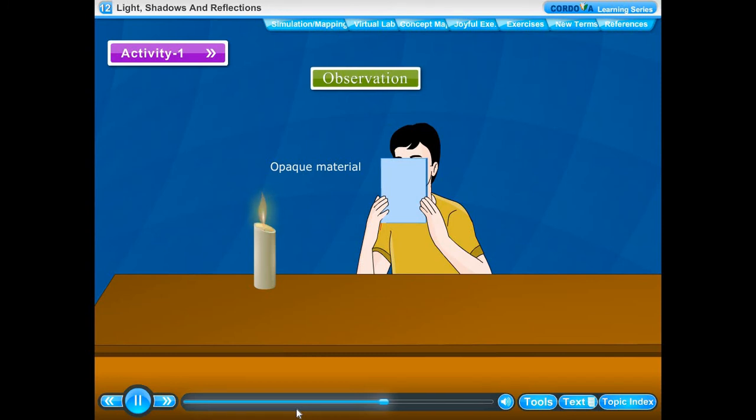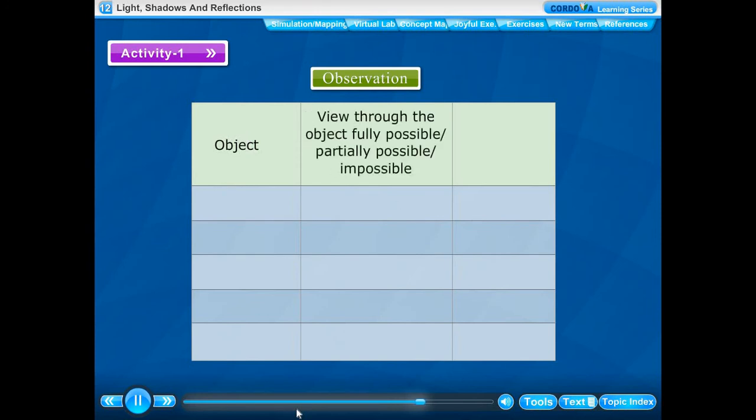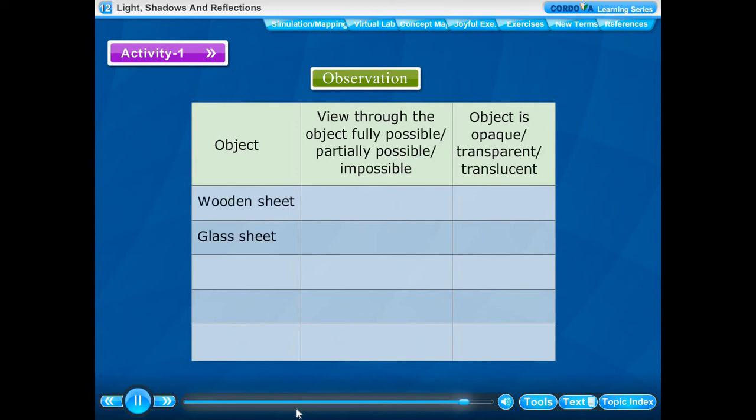Observation. Try to look at the lighted candle through the given objects one by one. Record your observation in the table given. Object. View through the object: fully possible, partially possible, impossible. Object is opaque, transparent, translucent. Wooden sheet, glass sheet, a piece of cloth, tracing paper, tissue paper.